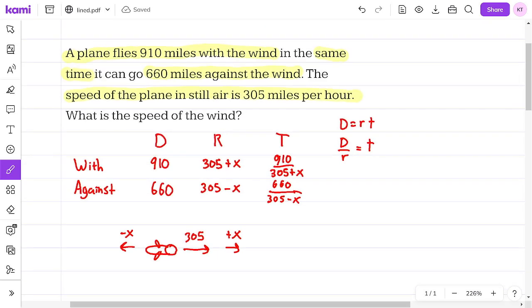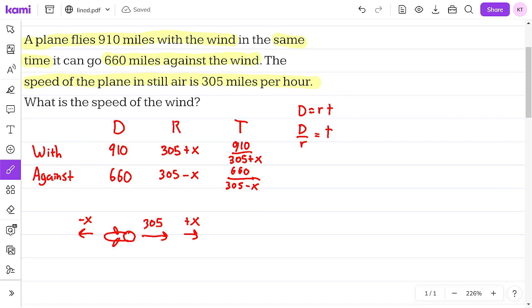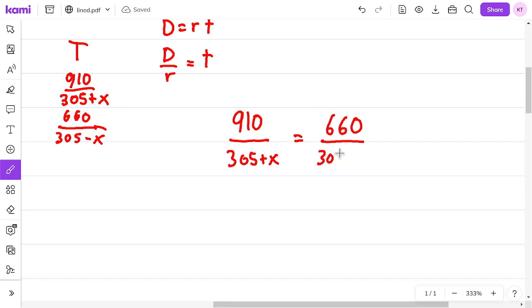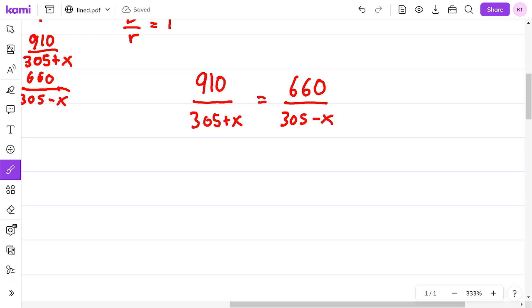And so, if we refer back to the question itself, it says that they can travel those distances in the same amount of time. And so that the distances are what they are, we can set our times equal to each other, because again, they're going in that same amount of time. So now I will just have 910 divided by 305 plus x is equal to 660 divided by 305 minus x. And I'll cross multiply to solve this.